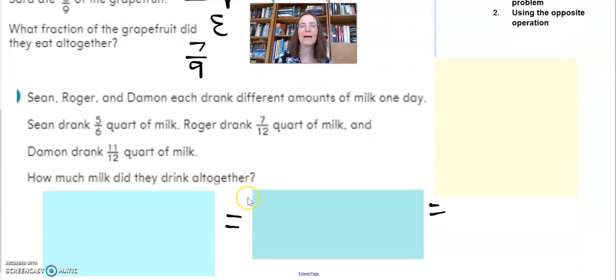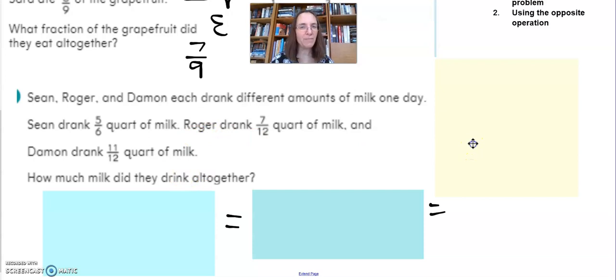Sweet. Now let's try it here where we don't have it all drawn for you. Sean, Roger, and Damon each drank different amounts of milk one day. Sean drank 5/6 quart of milk. Roger drank 7/12 quart of milk. And Damon drank 11/12 quart of milk. How much did they drink altogether?